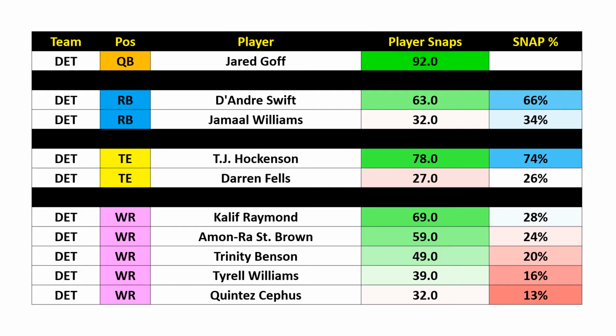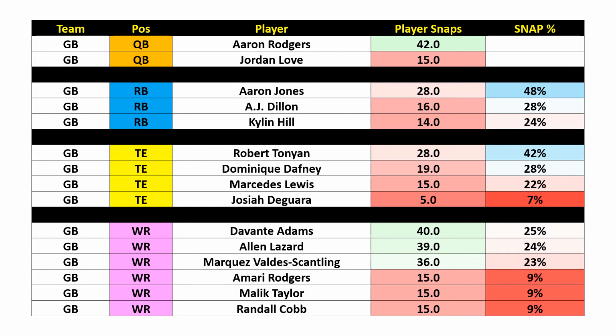I would not invest too heavily here. Looks like a platoon. I don't know what to say about this team. Aaron, Dillon, and Hill split. 52% was Jones. We didn't draft Aaron Jones to not be the top dog, so this is concerning. Tanyan, I would have thought he would have been over 50. Not happy to see 42.